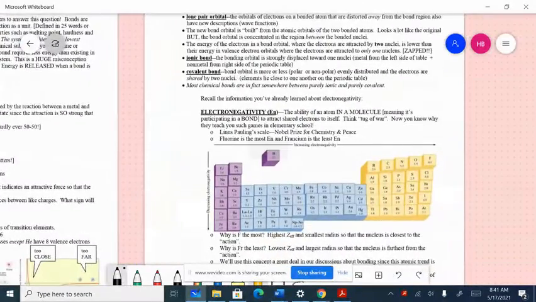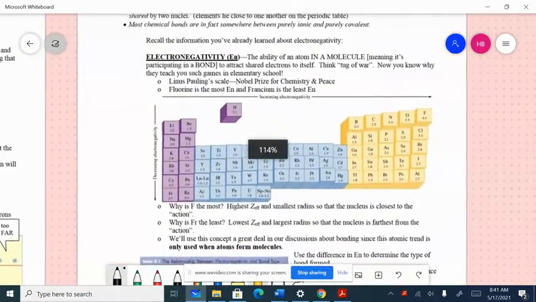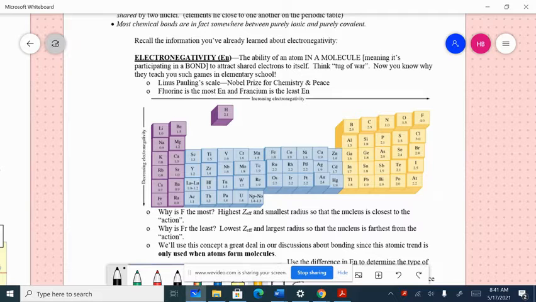Here is my electronegativity scale. Remember that we have our hot spots in the corner here. So fluorine is the most electronegative. It has the highest effective nuclear charge. That's that Z. And it has the smallest radius. So the nucleus is closest to the action. Fluorine is the bossiest guy. He will take electrons from whomever he wants to.